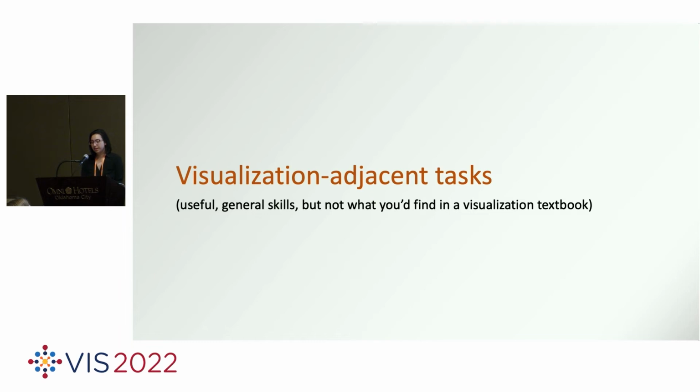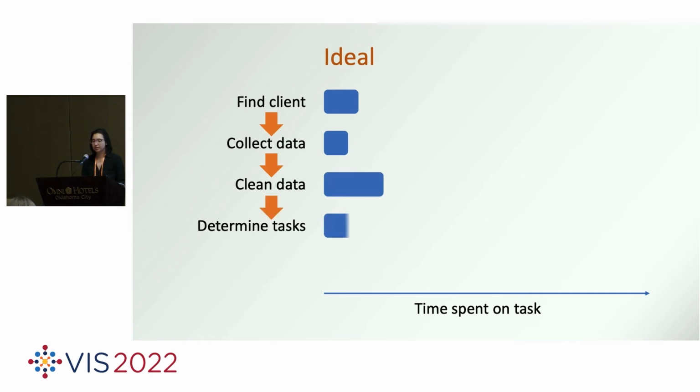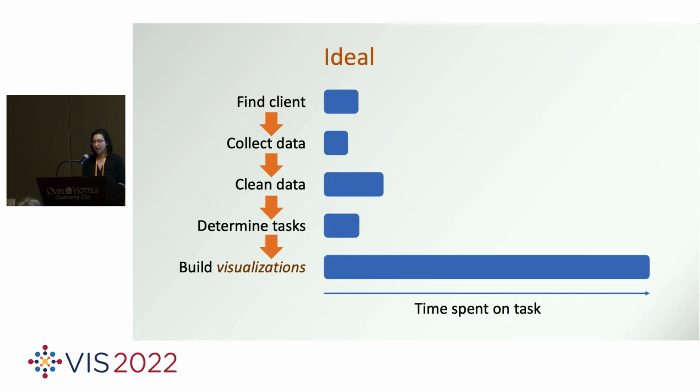What motivated us to move away from more traditional open-ended projects is that they often focus on what we call visualization adjacent skills. These are parts of the process that are important, but not necessarily a key part of a visualization curriculum. Usually, teams have to find a good client or problem, collect data, clean it, determine tasks, and only then actually build the visualizations.